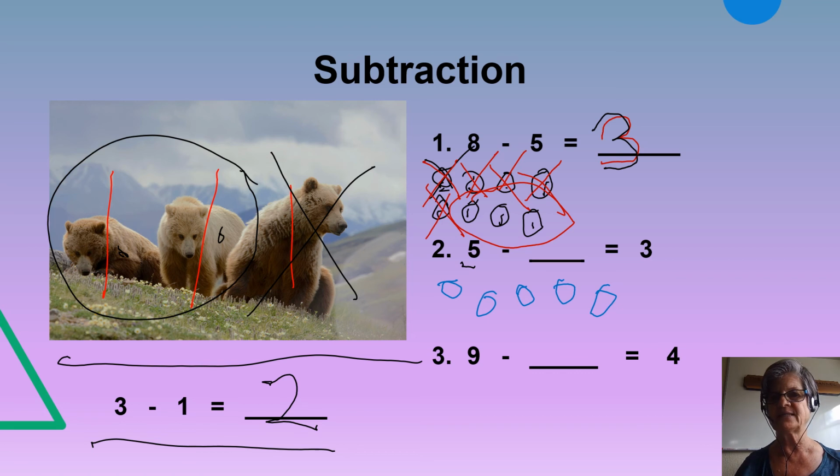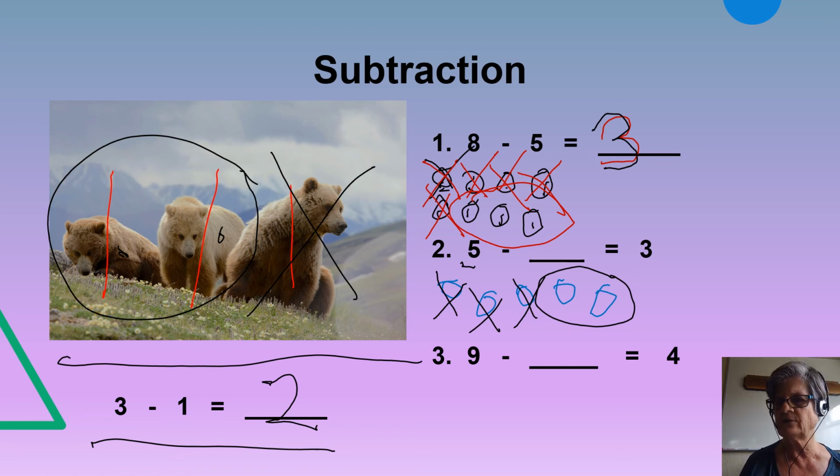Now it says take away what equals 3. Oh, they're tricking us. Well, we know that 3 is the answer, so I think I need to cross out 3 circles. I'm going to take another color and cross out 3 circles. 1, 2, 3. So it's 5 take away what equals 3. So I pretended I took away 3. And I have to count how many are left. How many did I not cross out? 1, 2. So 5 take away 2 equals 3.